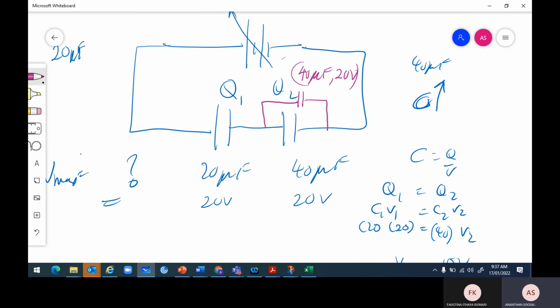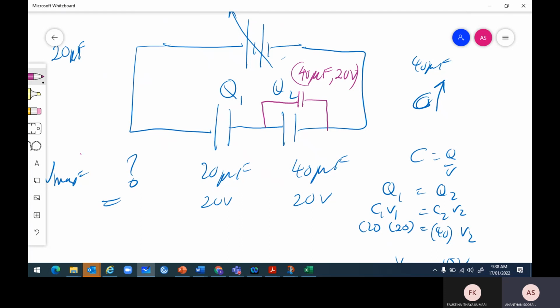What is the new safe working voltage? 40 microfarad, 40 microfarad, 20 microfarad. All of them are capped at 20 volts. You can't exceed more than 20. So again, you have to identify which capacitor will blow first. This 20, this 40, this 40. Still the 20 is going to blow first.